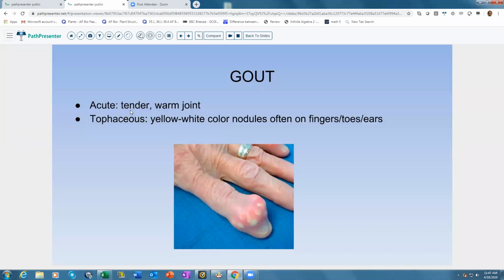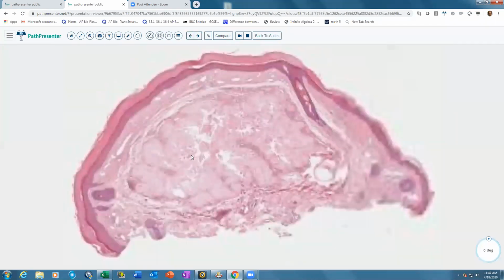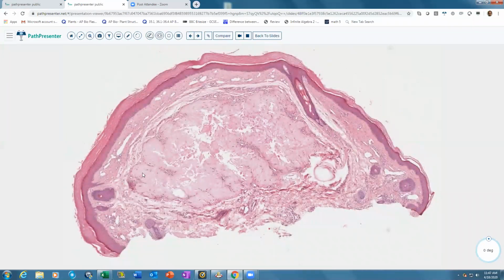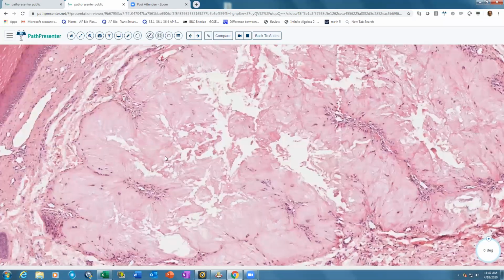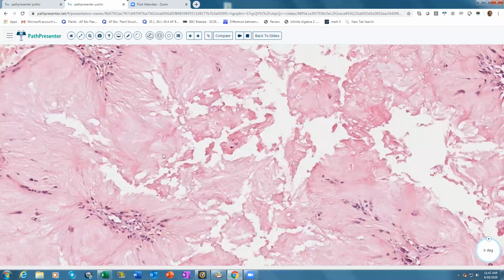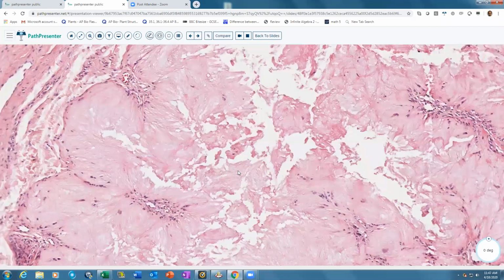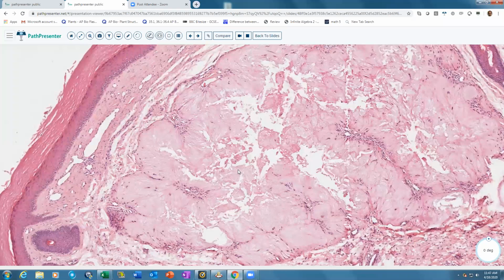Gout tends to present with tender, warm lesions around the joints, and they can be yellow-white colored nodules that you see here, often on the fingers, toes and the ears. Histologically, the diagnosis is easy, where you see a deposition of pale pink homogeneous material, often trying to form crystals that you see here. But if you want to see the crystals, it has to be fixed in alcohol, not in formalin.